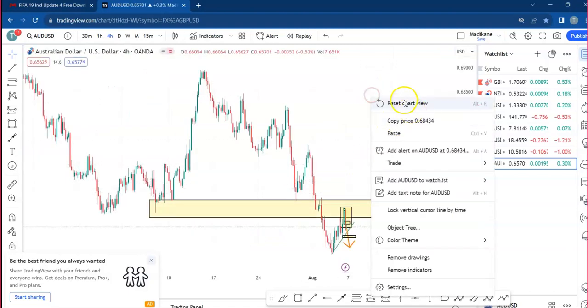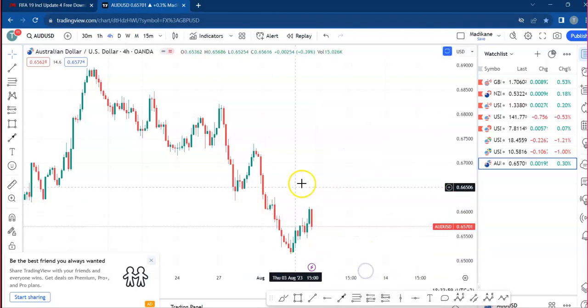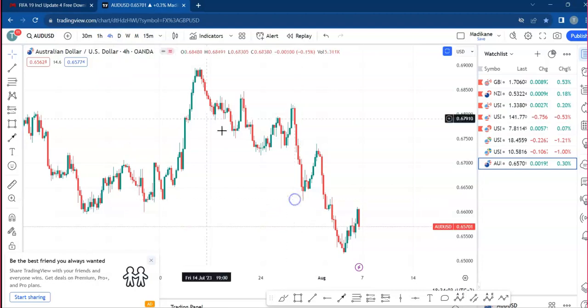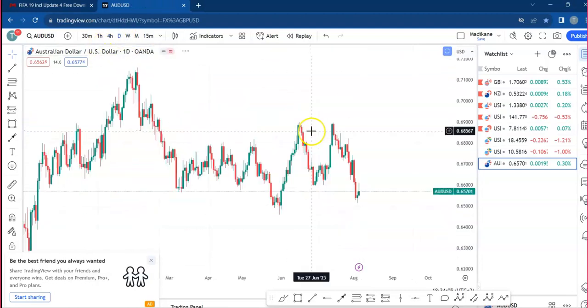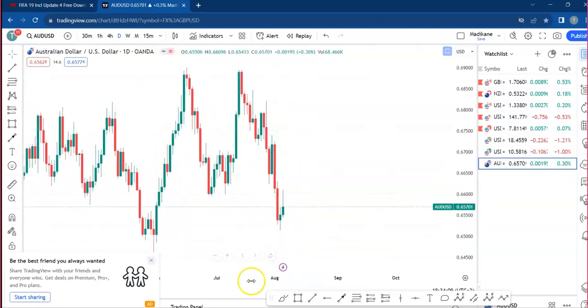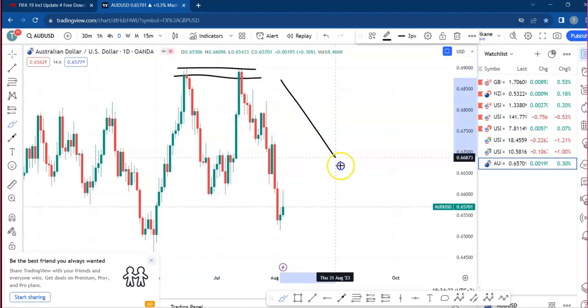Okay, so there is the Aussie dollar, right? Let me remove the drawings so you can see how the market plays out. Let me just go to my daily time frame. Wow, look at this, right? So sure, just remove this. You can see that the market just rejected this level here and then it wants to move down.